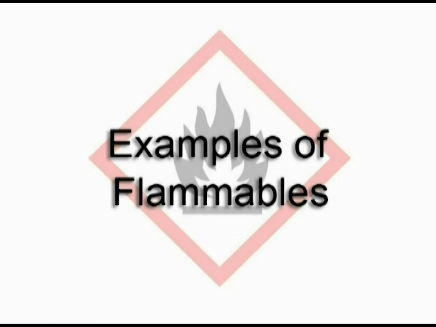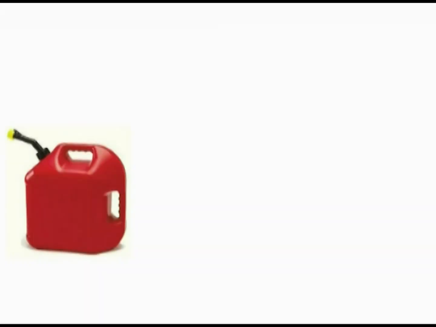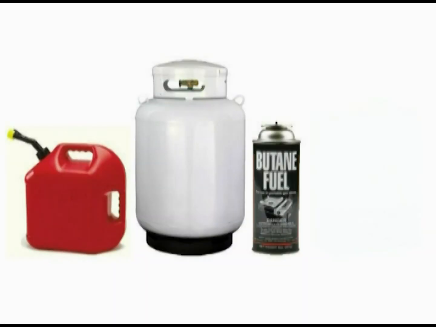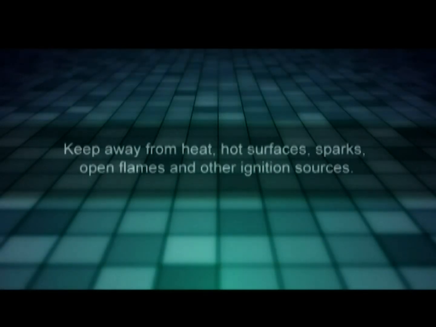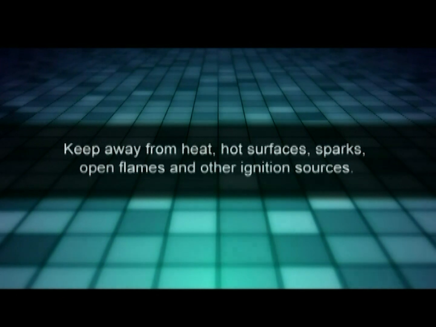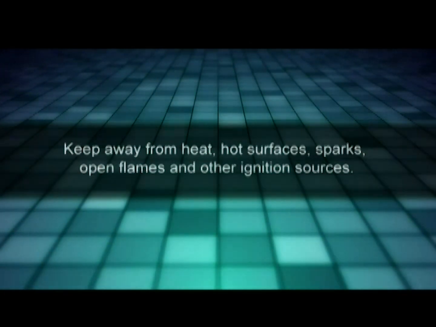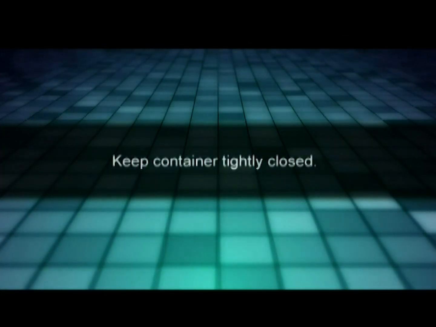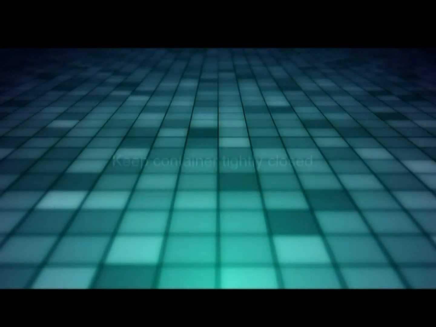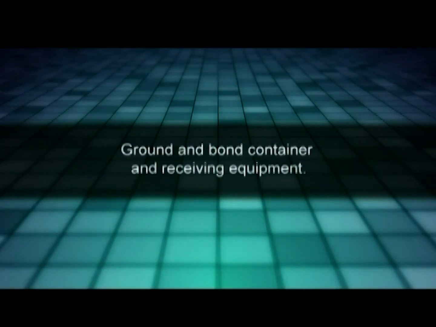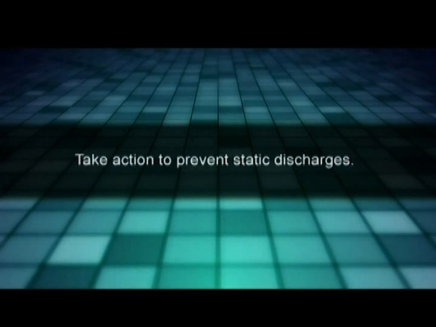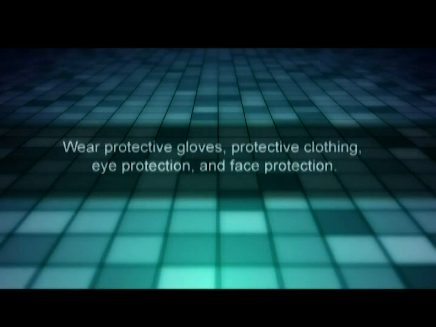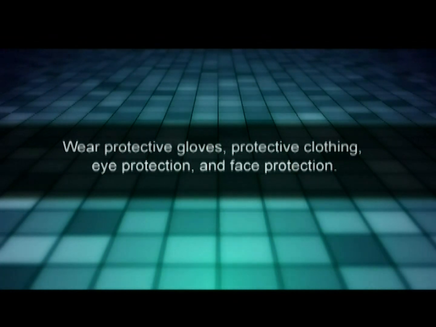Examples of flammables that may be found at work and at home include gasoline, propane, butane, and paint thinner. As a precaution, you should keep away from heat, hot surfaces, sparks, open flames, and other ignition sources. Keep the container tightly closed. Ground and bond the container and receiving equipment. Take action to prevent static discharges. Wear protective gloves, protective clothing, eye protection, and face protection.